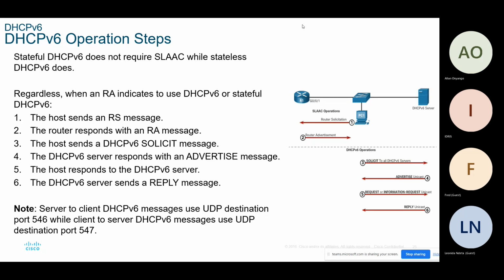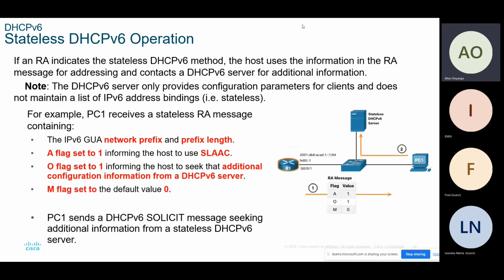Then we also saw DHCP request. In DHCPv6, we call it request or information request. And then finally, the last one was DHCP acknowledgement, and in IPv6, we call it reply. And so it's important that we do note some of this about IP version 6.